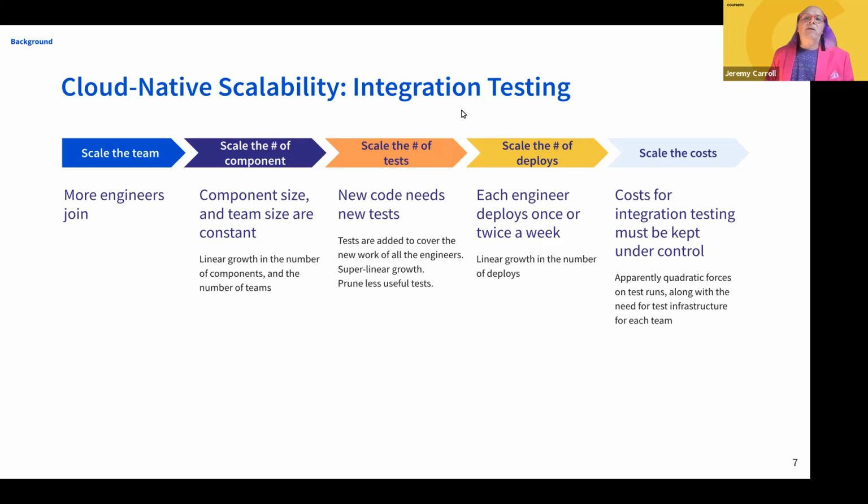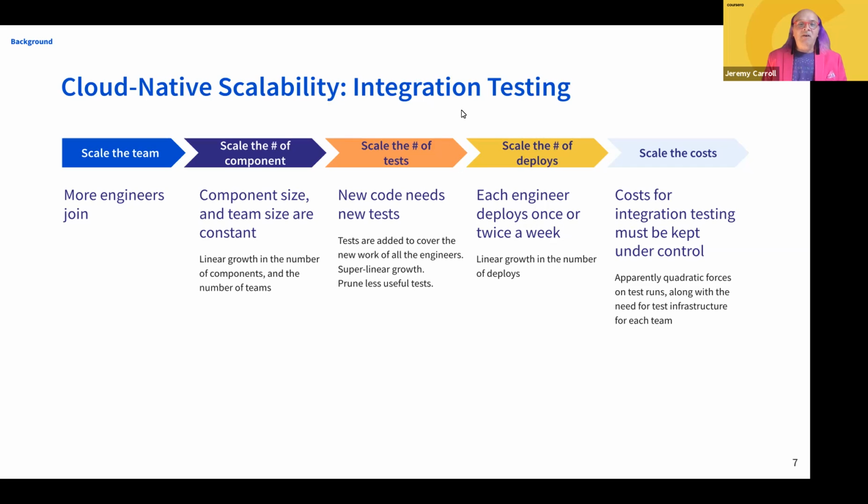A key challenge with integration testing for the cloud is scalability. But scalability is a key cloud native feature. And the scalability that we care most about is scaling the team. As more engineers join, because the component size and team size are roughly constant, this means we have more components and more teams. As engineers write more code, the more code needs more tests. So we have scaling of components, scaling of teams, scaling of tests, and each engineer deploys once or twice a week, say, which is scaling the number of deploys.